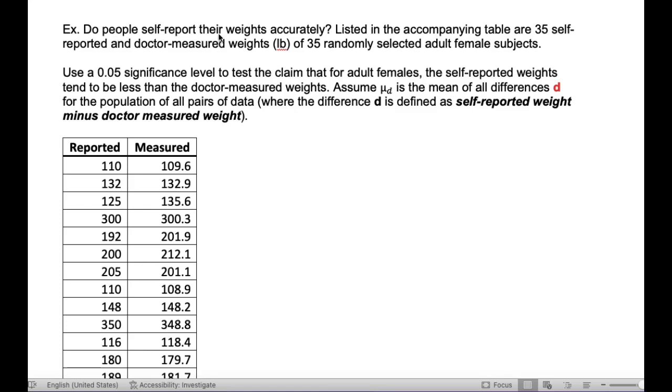All self-report their weights accurately. Listed in the accompanying table are 35 self-reported and doctor-measured weights in pounds of 35 randomly selected adult female subjects.